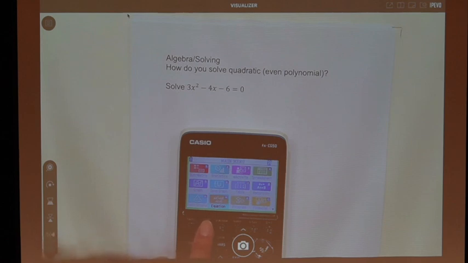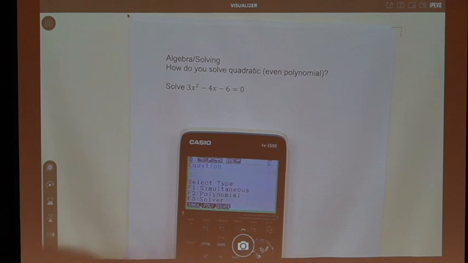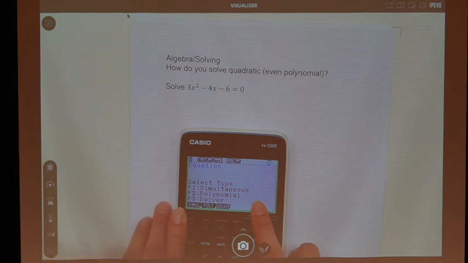All right. So we are using equation here. We have simultaneous, we have solver, and we have polynomial. Guys?